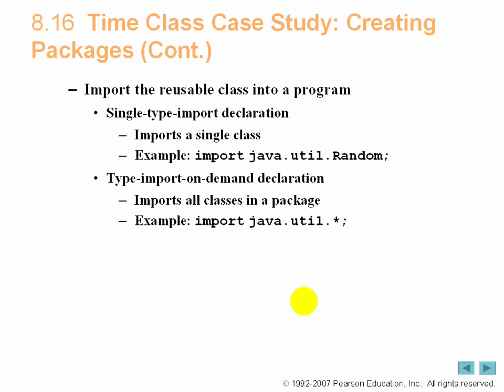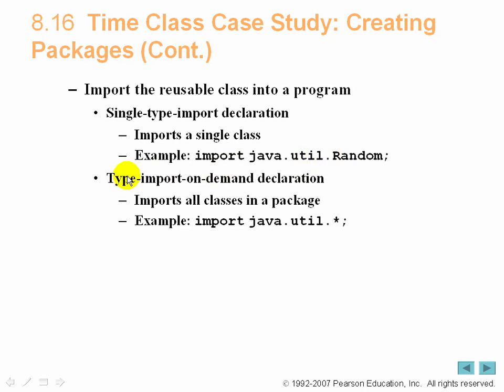So once we've created a public class, incorporated a package statement, and compiled the class properly, the next step is to import our reusable class into a program so that we can actually use it. And there's two different ways to do that. There's a single type import declaration in which you specify an individual class that you'd like to import. For example, here we say import java.util.Random, saying we'd like to import the Random class from the java.util package.